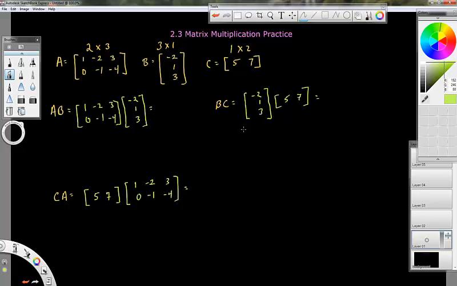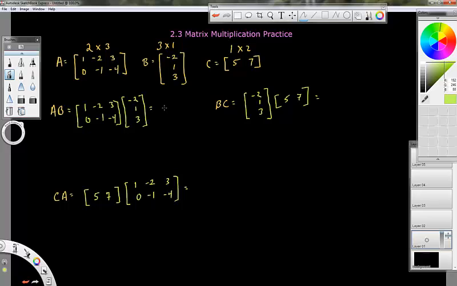Hello. All right, we're practicing matrix multiplication. And I got three matrices set up here. I have them all pre-written down as far as A times B is this and B times C. And of course, C times A would be this matrix times this one. Go ahead and pause the video and see if you can work these out, and I'll be right back.